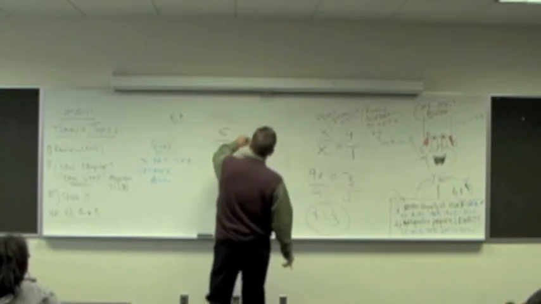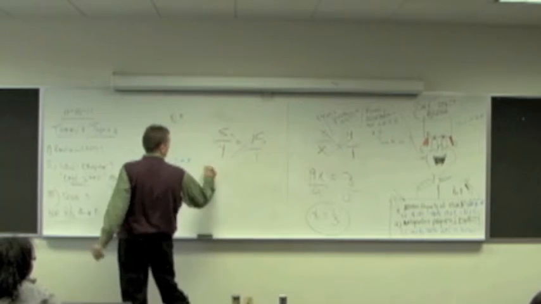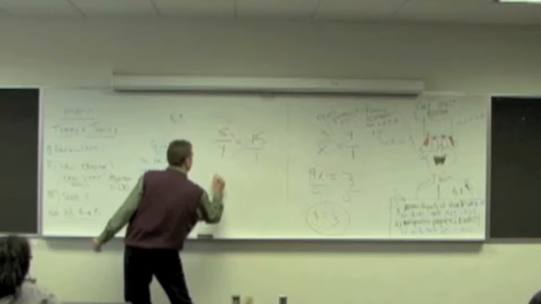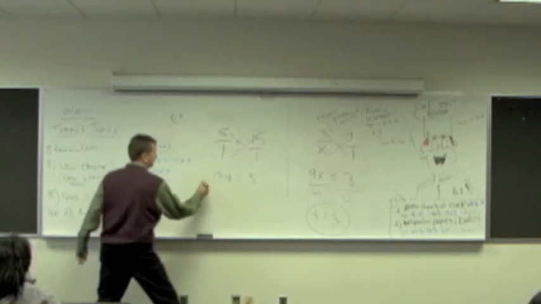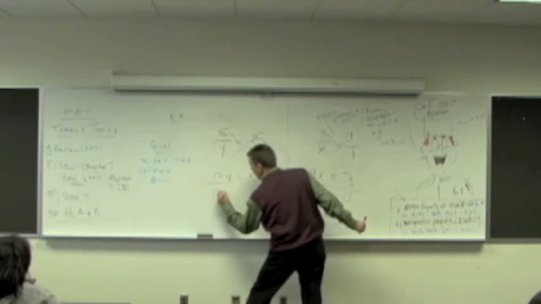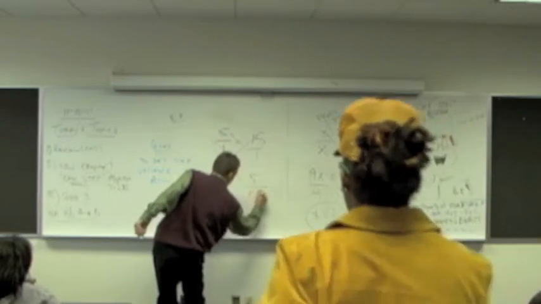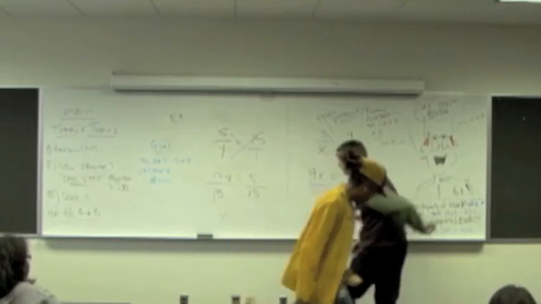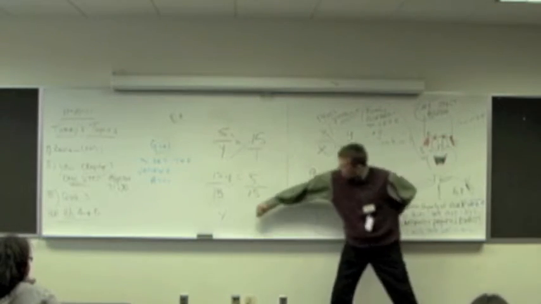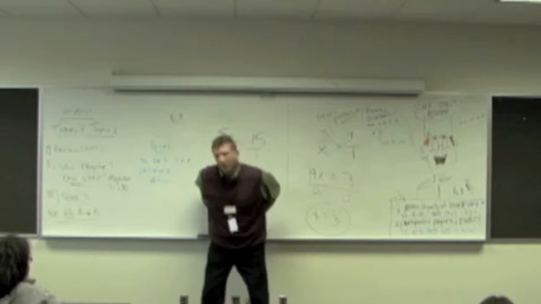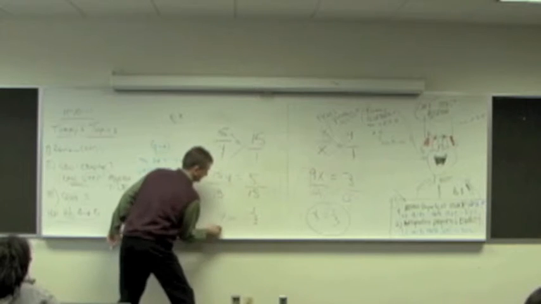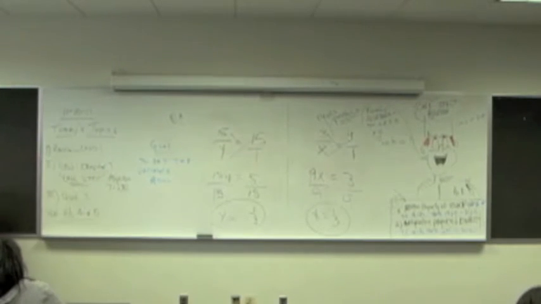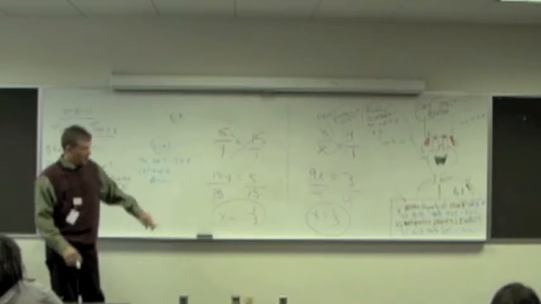So if I do the cross product of these two, what do I get? 15y equals 5. Divide by 15, and I get what? 1/3. Oh, I got the equals backwards. This is Leonardo da Vinci again. Jump right backwards. Okay, y equals 1/3.